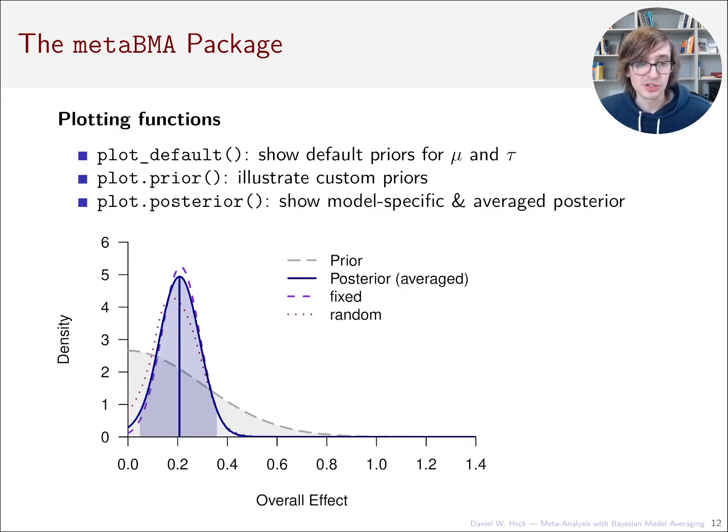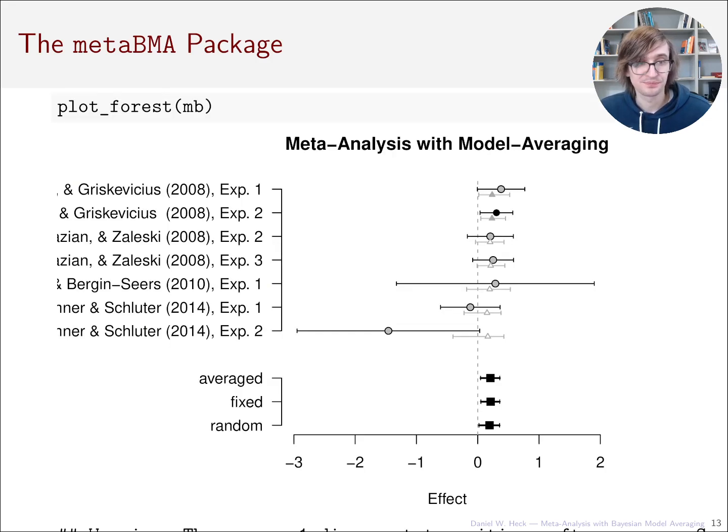The plotting functions are very helpful because they show what happens here. Essentially, you have a posterior for the fixed effects model, which is violet, a posterior for the random effects model, which is dotted and red, and the model-averaged one is in between. It's the blue one, which is kind of a combination of these two, and how far they are combined depends on the posterior probabilities of the models.